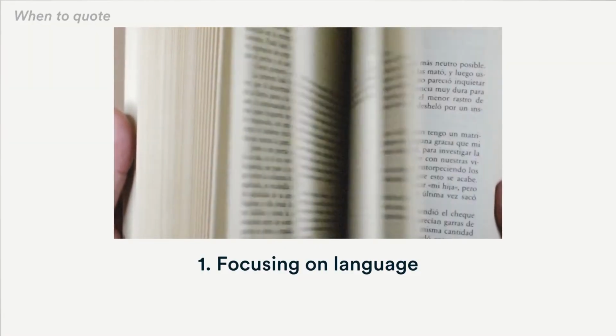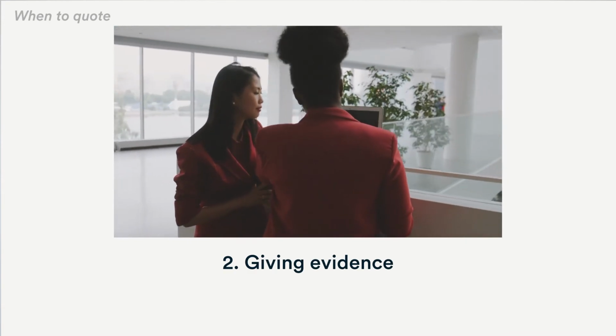Number 1, focusing on language. Let's say you're writing a paper about the novels of a modernist author. In this case, you probably have to quote frequently in order to analyze their language and style. Number 2, giving evidence. To convince the readers of your argument, interpretation, or your position on a topic, you should include quotes that support your point.